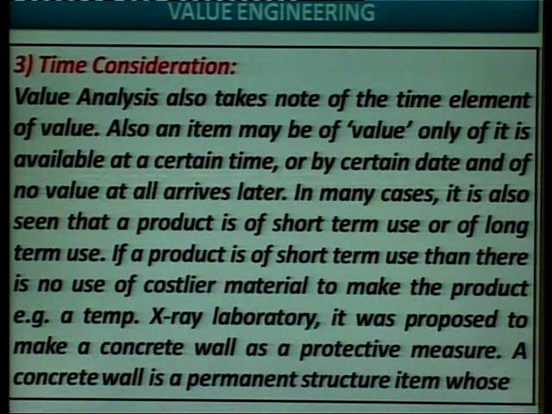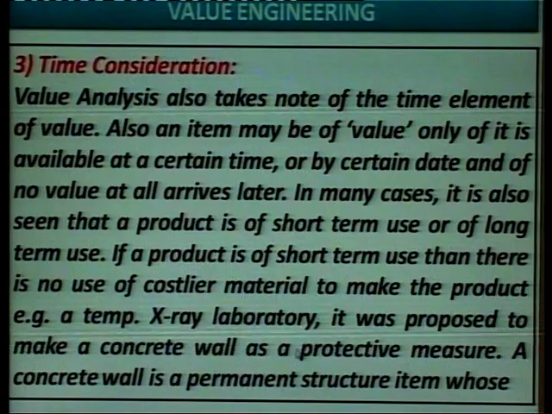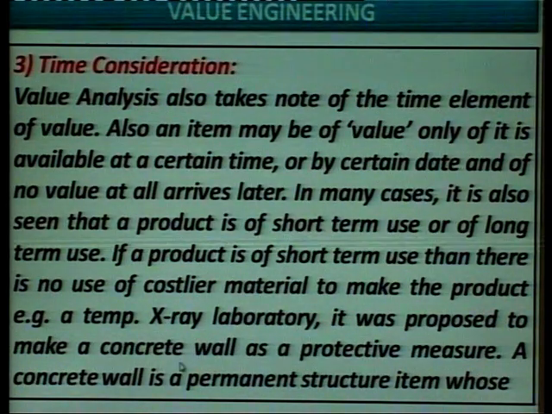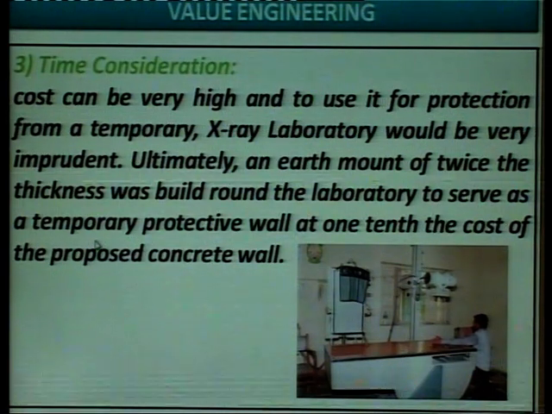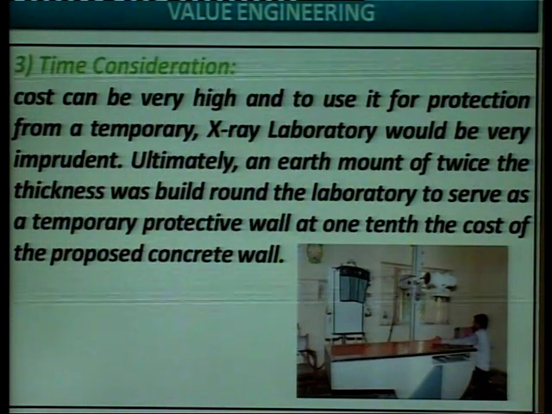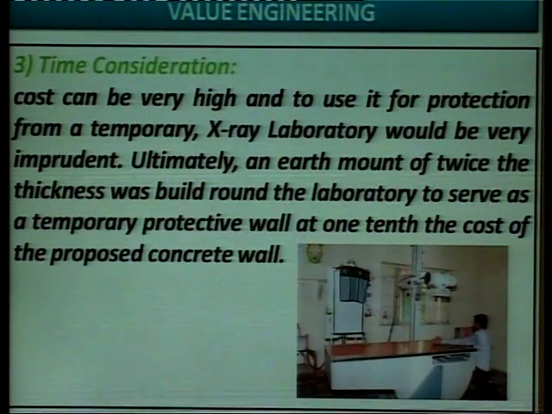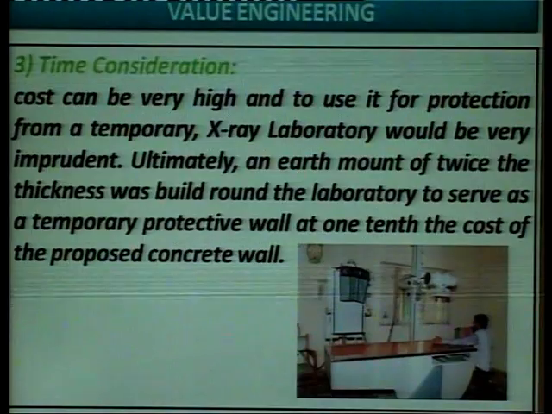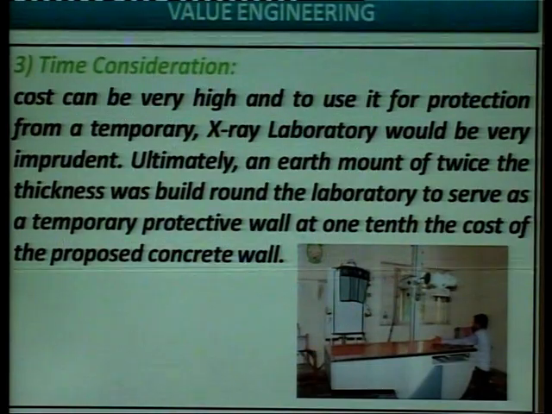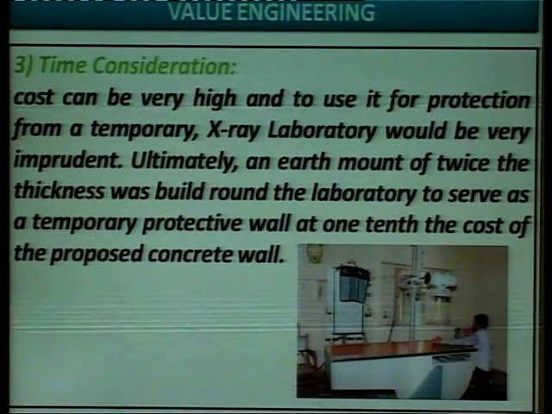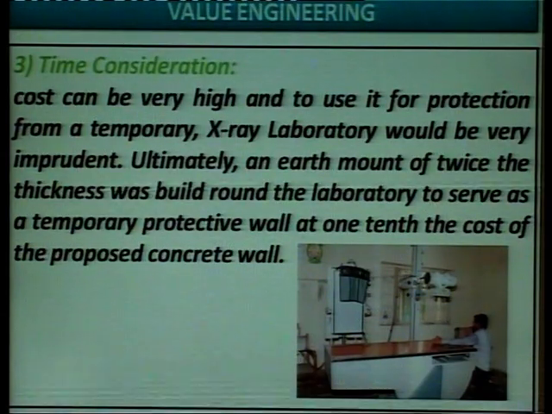For example, a temporary X-ray laboratory. It was proposed to make a concrete wall as a protective measure. A concrete wall is a permanent structure whose cost can be very high, and to use it for protection of a temporary X-ray laboratory would be very imprudent. Ultimately, an earth mound of twice the thickness was built around the laboratory to serve as a temporary protective wall at 1/10 the cost of the proposed concrete wall.